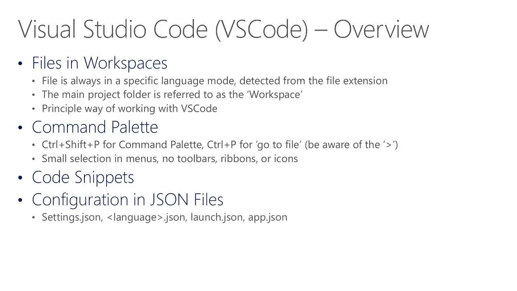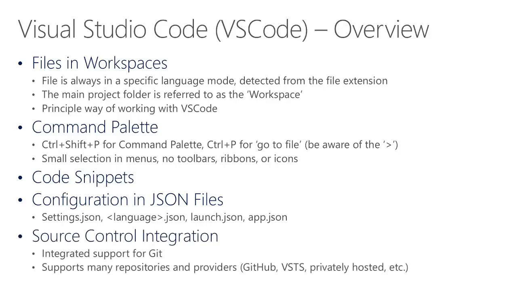Configuration is done in JSON files. Whenever you go into the settings of the program and change a setting, that modified setting is saved in a file, and the language of those configuration files is JSON. JSON is JavaScript Object Notation, and there are a number of configuration files in JSON format, like settings.json, language.json, launch.json, app.json, and as we go through this whole exercise, you'll see what those files mean. Right now, maybe you're confused as heck, but trust me, at the end of this video, you'll know exactly what I'm talking about.